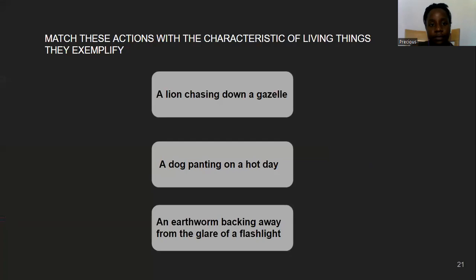Now, a little activity for us. I'm going to give you maybe 2 to 3 minutes to match these actions with the characteristic of living things that they represent, right? So we have a lion chasing down a gazelle. Which particular characteristic of a living thing is the lion exhibiting there? A dog panting on a hot day, and an earthworm backing away from the glare of a flashlight. If you have a little piece of paper, you can just write down what you think. Which particular characteristic of a living thing are each of these living things exhibiting in these 3 situations?